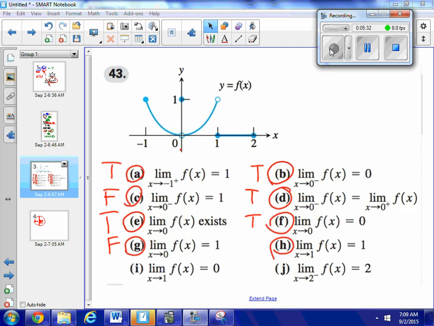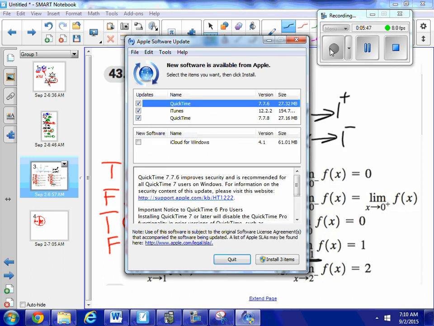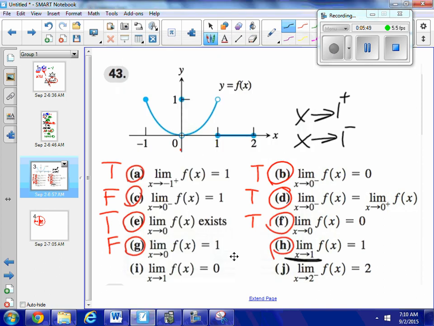Let's go to H. H is one where I have to be pretty careful, because it's saying the limit as x approaches 1. Now you'll notice that it does not say as x approaches 1 positive, and it does not say as x approaches 1 negative. It just says as x approaches 1. And we just discussed, in order for it to have a limit without this positive or negative sign, the limit as it's approaching from the positive side has to be equal to the limit as it's approaching from the negative side. So let's take a look at this particular problem.